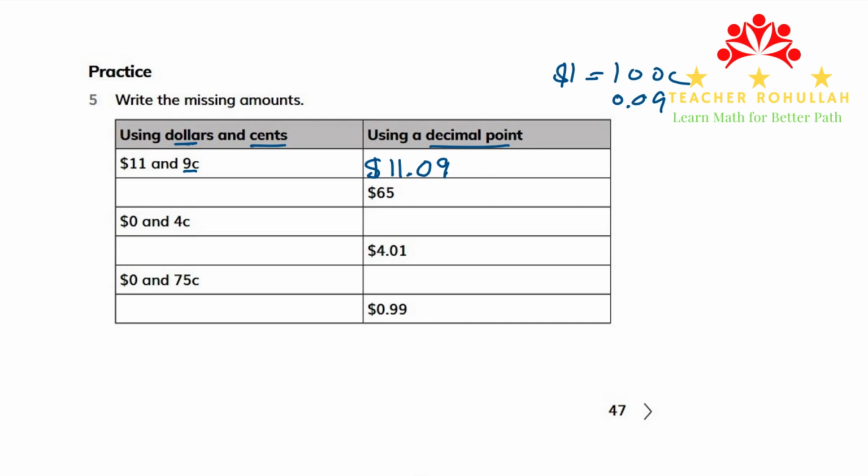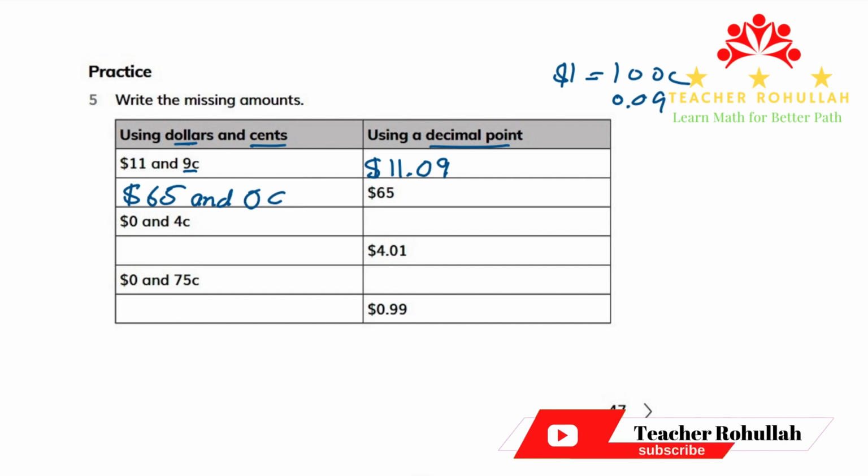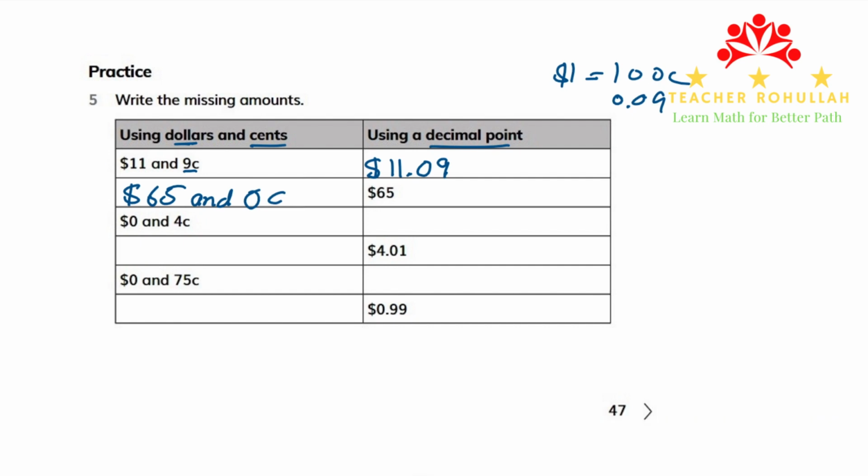In the second amount, we can either just write $65 or we can write $65 and 0 cent. If we don't write 0 cent also, it will be correct. The third one is $0.04. It is given using dollars and cents. So we have to use decimal point to write it. So the dollar sign is 0, which is a placeholder 0. Again, we have to give a placeholder 0 because it's only 4 cents. So it is 4 cents or $0.04.